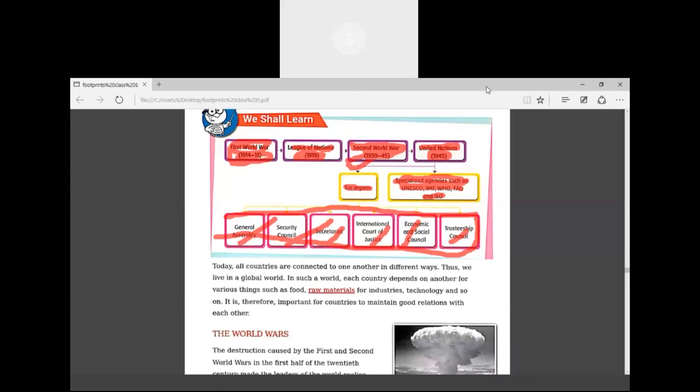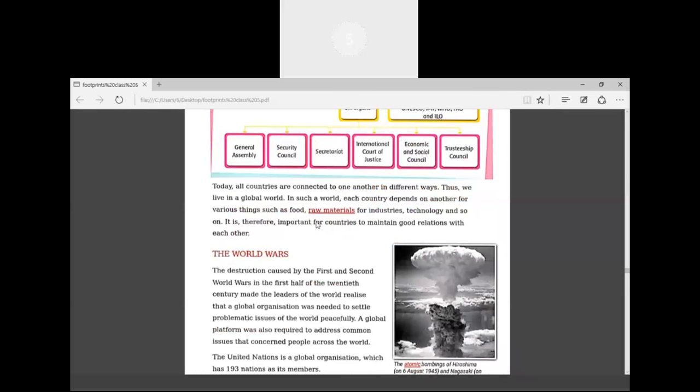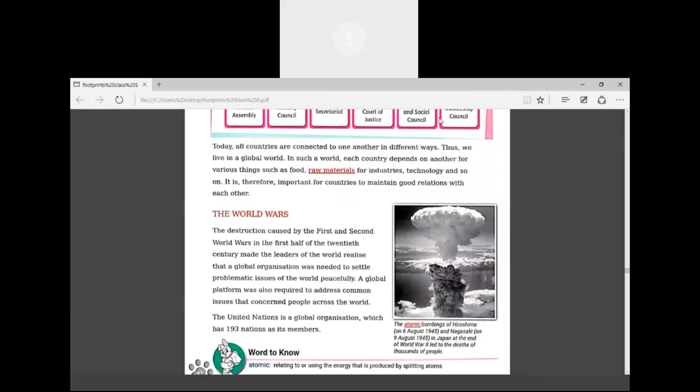So, continuing with the next topic. Today, all countries are connected to one another in different ways. Thus, we live in a global world. Global world means linked with each other, the complete world, all the countries are linked with each other and we all are connected to each other. We all are dependent for some thing or the other on other countries.